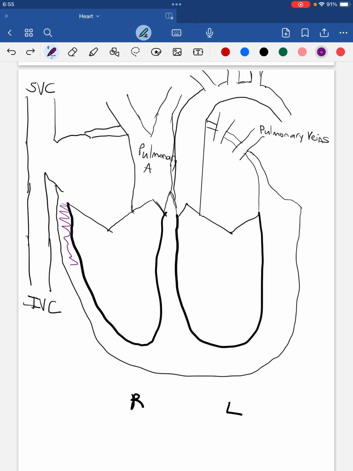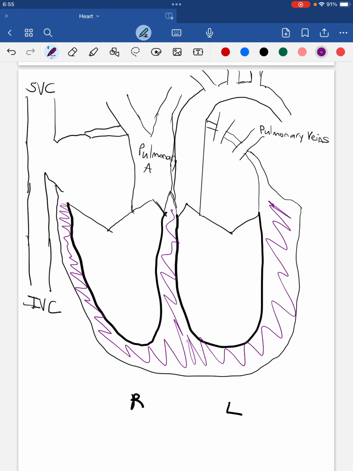This layer here is the myocardium. This is a muscle layer surrounding the heart, including here, etc. So this is the muscle layer surrounding the heart in purple. So let's draw this in red here.